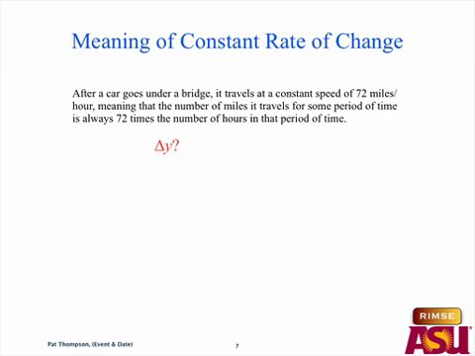Okay, what do we think delta y is based on your conversation? What do you think delta y is? Okay, so what phrase should I circle here that would be delta y? What phrase in the paragraph? My partner and I decided that it was the number of miles it travels for some period of time is always 72 times the number of hours. So you want all of that or part of it? Which is delta y? Just travels for some period of time.